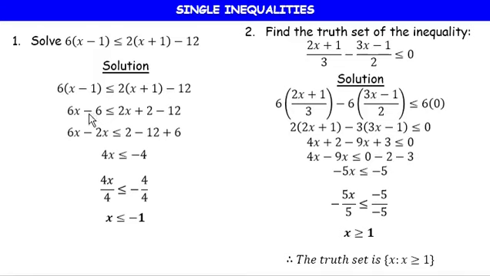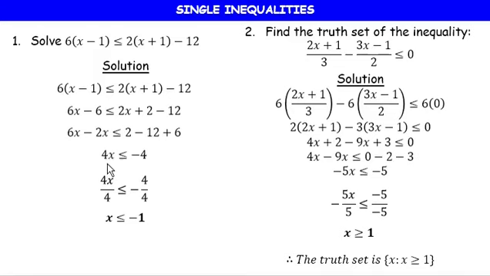Now I would want to take this negative 6 to the right side. Because it's negative, when it crosses and comes to the right side, it becomes positive. So for the right side, I'm going to have 2 minus 12 plus 6. 6x minus 2x gives us 4x. So 4x is less than or equal to 2 minus 12 plus 6 gives us negative 4. Right? So we are going to have 4x is less than or equal to negative 4.